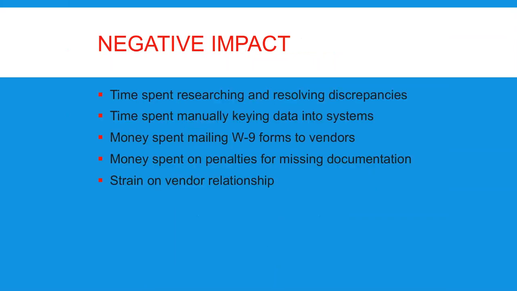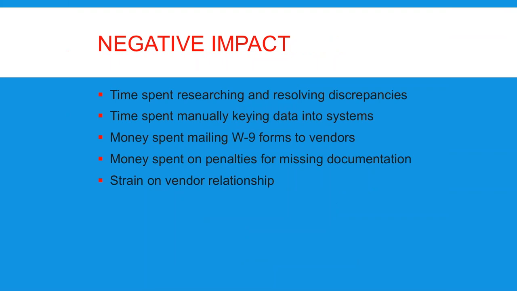And there are, of course, some negative impacts to this. There's the time that you spend researching and resolving the discrepancies. There's time spent manually keying data into systems. Zoho Books is very easy to use, but you still have to go out there and actually type the data in and put it into the software, or update it if you've already had it in Zoho Books when you have found a discrepancy. There's money that you spend mailing the W-9 forms to the vendors, the B notices that have to go out to the vendors. So there's some cost associated with that.